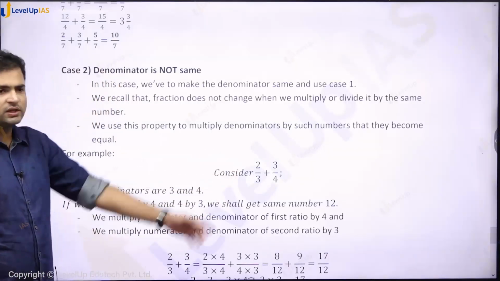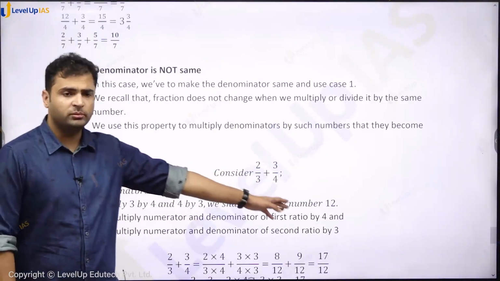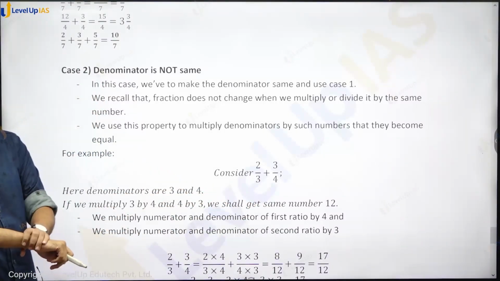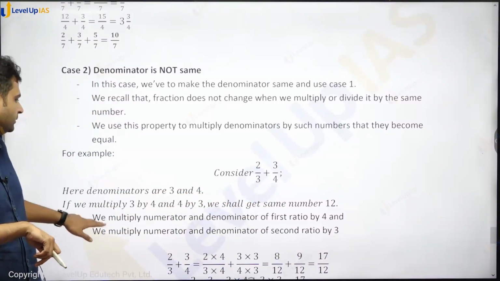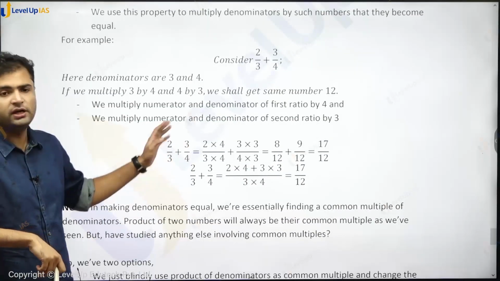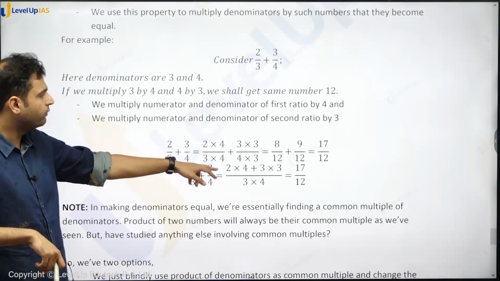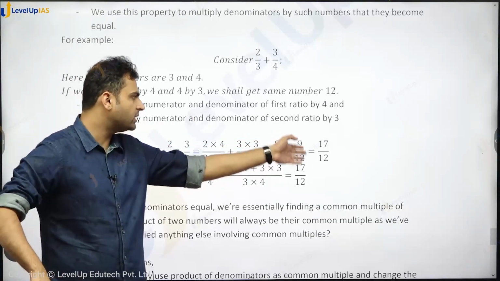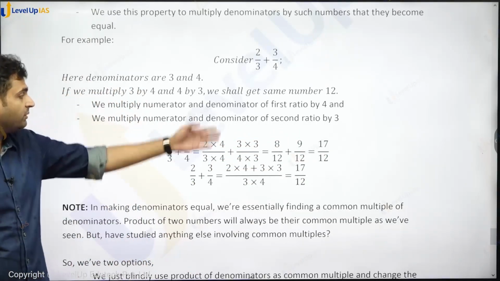हाँ, 2 by 3 plus 3 by 4. I can make the denominator as 4 into 3, 12. 12 तो बन ही सकता है डिनोमिनेटर. For making this 3 into 12, I multiply by 4. For making this 4 into 12, I multiply by 3, and 8 by 12 plus 9 by 12, I get 17 by 12.